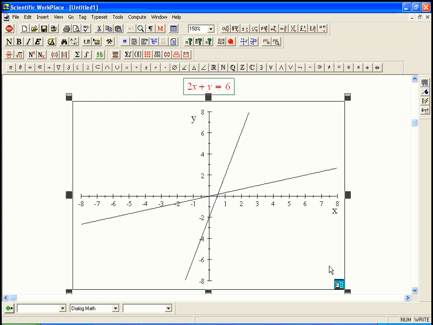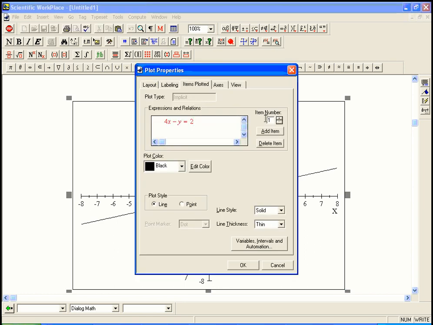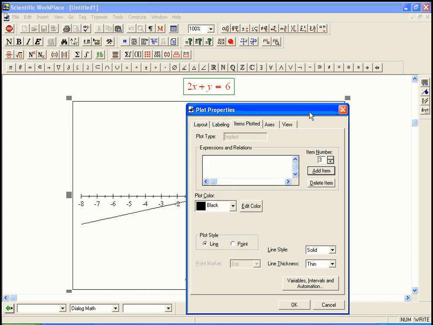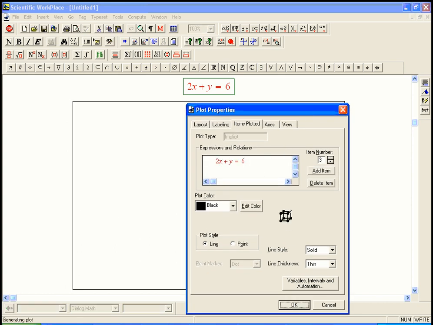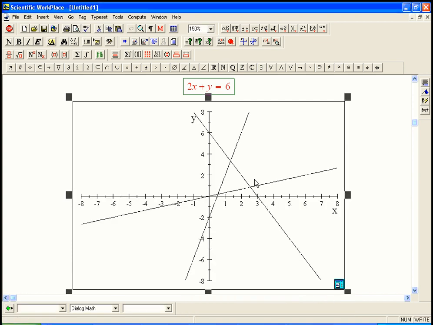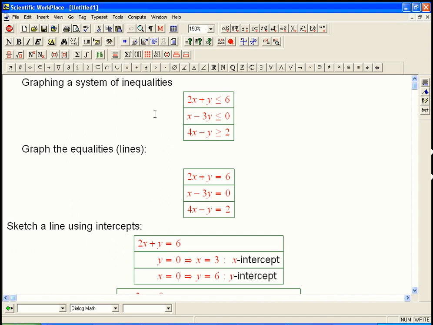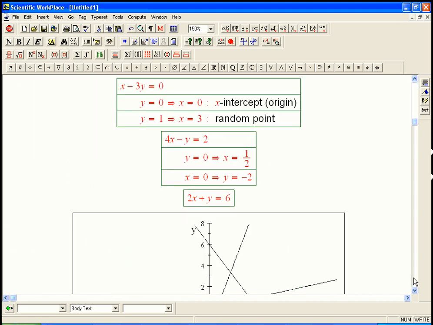I think I put that in as number 1. That was silly. I need to add back in the 2x plus y equals 6. Okay, there we go. So there we should have 3 lines. Now those are 3 lines, and there's a bunch of different regions that we could be interested in depending on how those inequalities worked. Let's bring back the actual inequalities. Bring them down here.